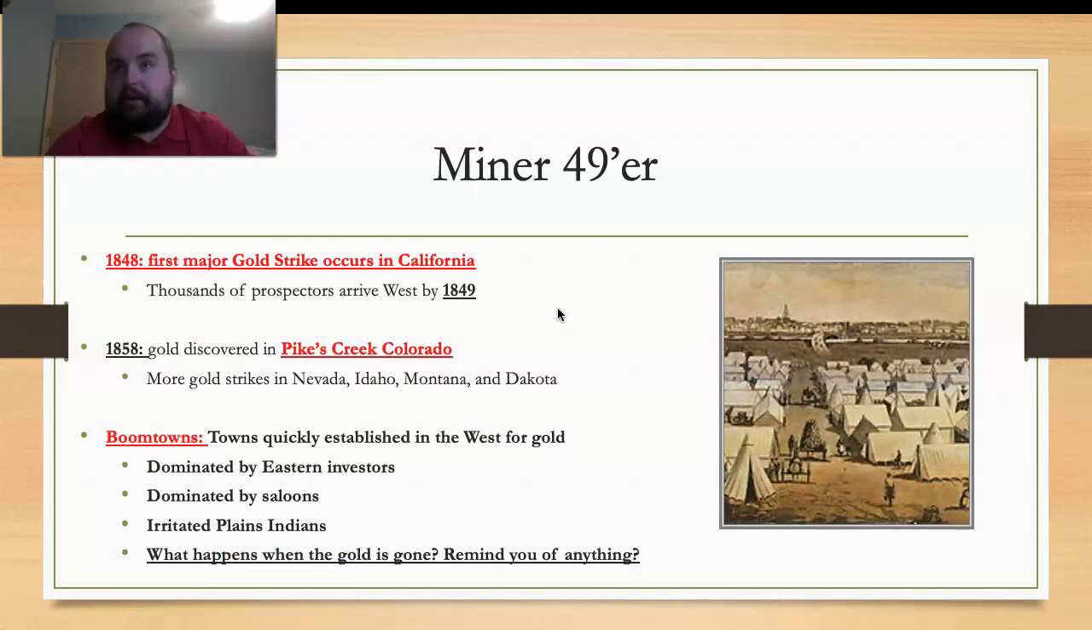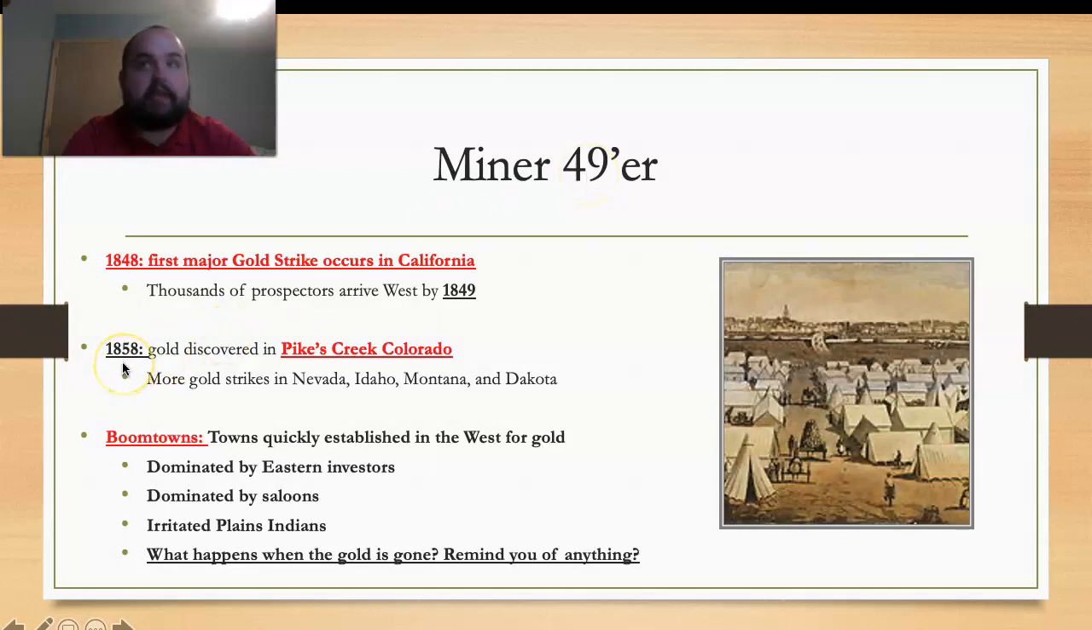Miner 49er, as I mentioned, the gold rush was a big motivator for this. 1848 was when the first major gold strike occurred in California. Thousands of prospectors began to arrive in the West, especially by 1849. So for those of you who've heard the term Miner 49er, which is a great Scooby-Doo episode, or those of you who are familiar with the San Francisco 49ers in the NFL, that's where those terms came from.